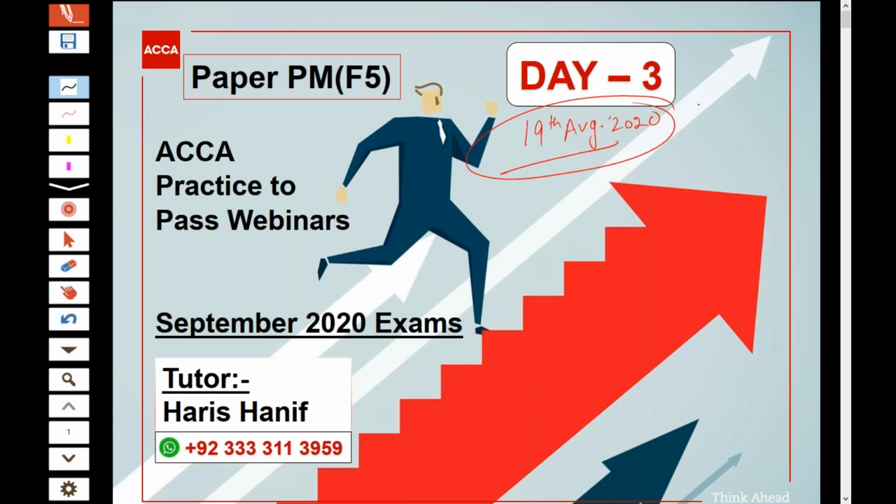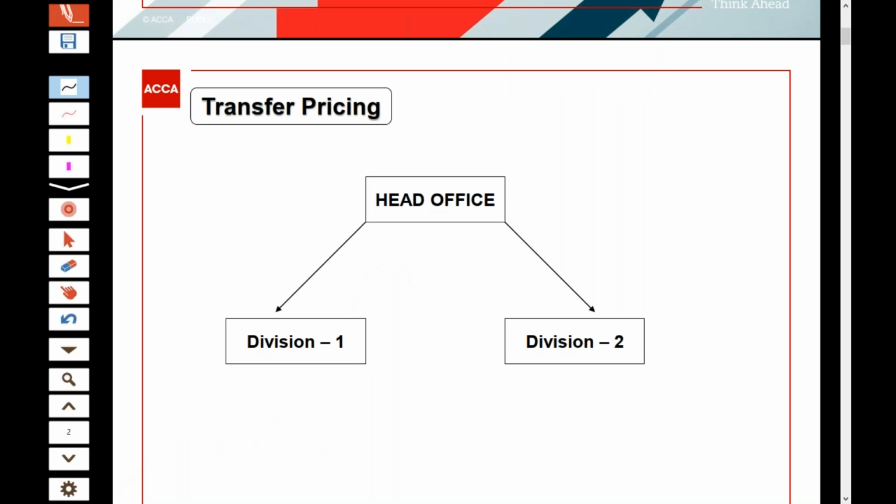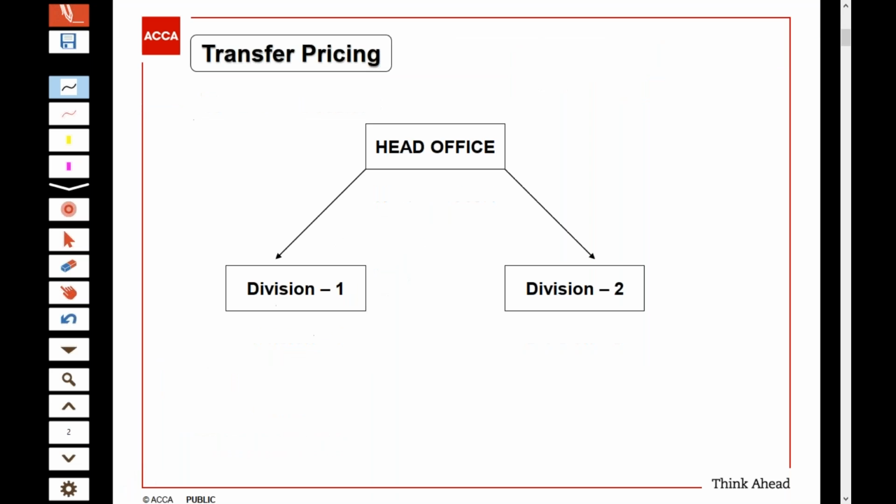And today is day 3 and we are starting with our topic, transfer pricing. Now this is yet another challenging topic, and we will be starting this transfer pricing.